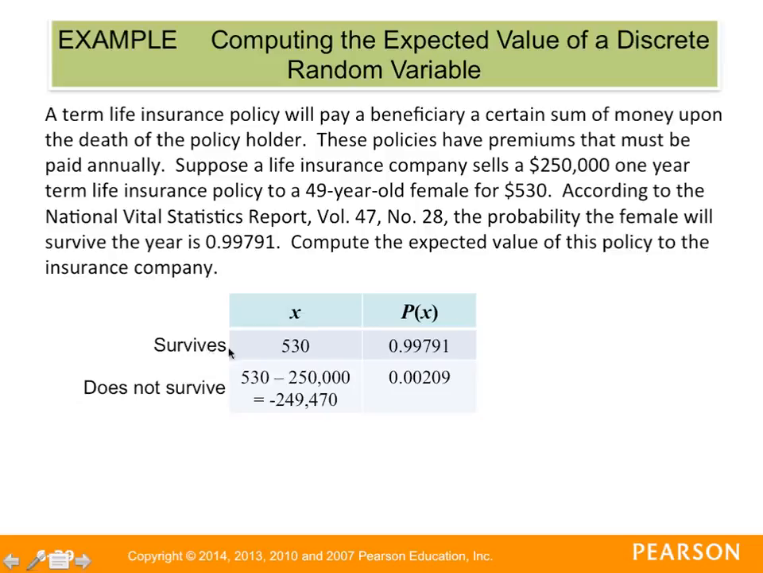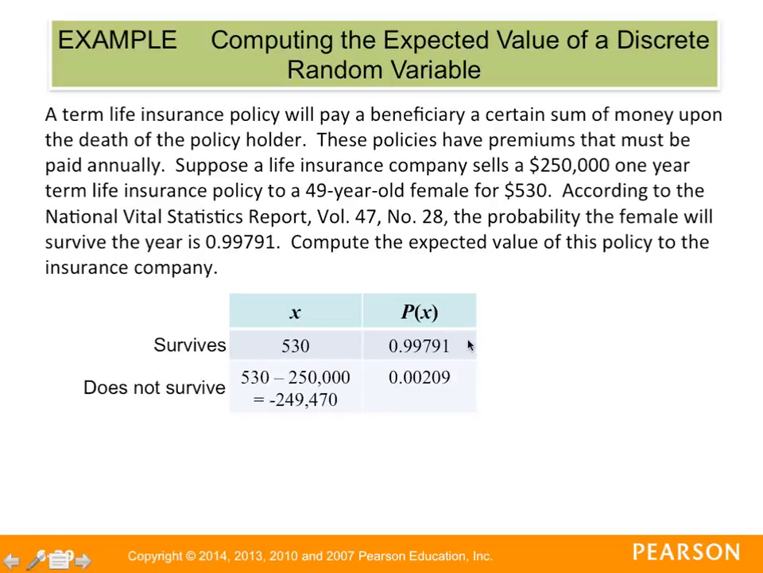If the person survives, then the insurance company pocketed $530. So that's where this $530 came from. Now, if the person does not survive, then the insurance company actually has to pay out. So they made $530, but they ended up paying out $250,000. So if you subtract those two numbers, you end up with a negative $249,470. So the insurance company, if this 49-year-old female does not survive the year, loses $249,470.